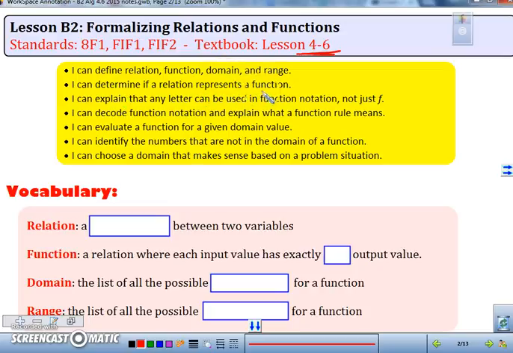Determine if it represents a function. I can explain if any letter is used in the function notation, such as not just f, that we're going to use g and h and some other ones. I can decode function notation and explain what a function rule means. I can evaluate a function for a given domain value, so I'll give you some options there, and identify numbers that are not in the domain of a function. I can also choose a domain that makes sense based on the problem situation.